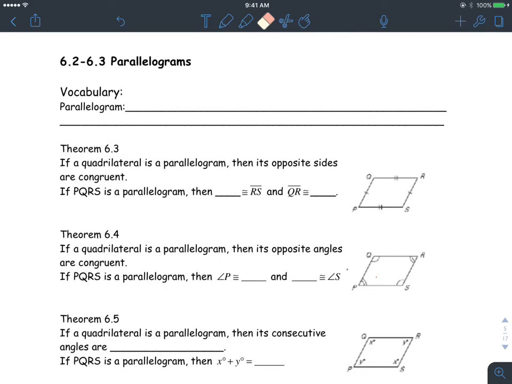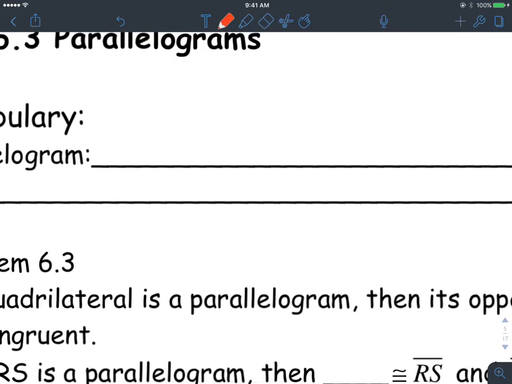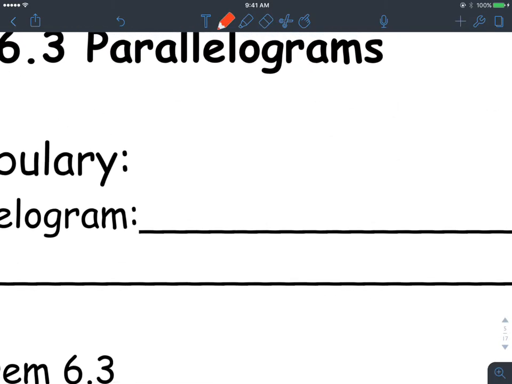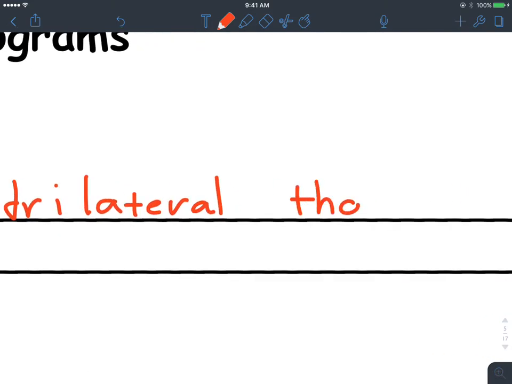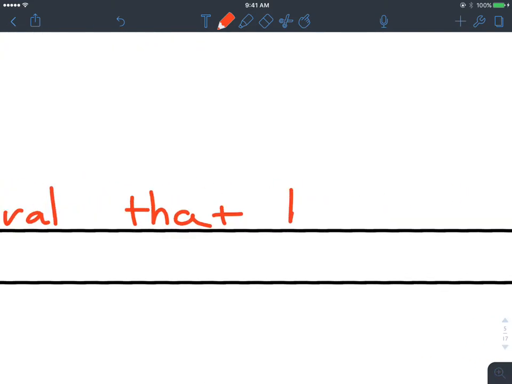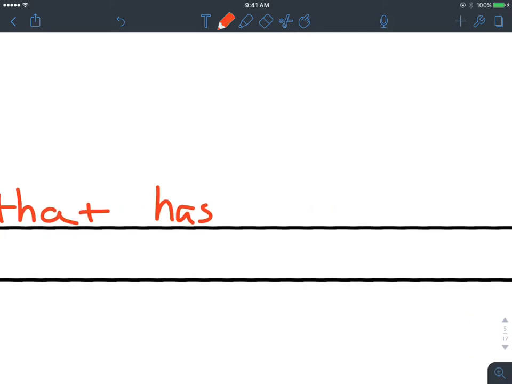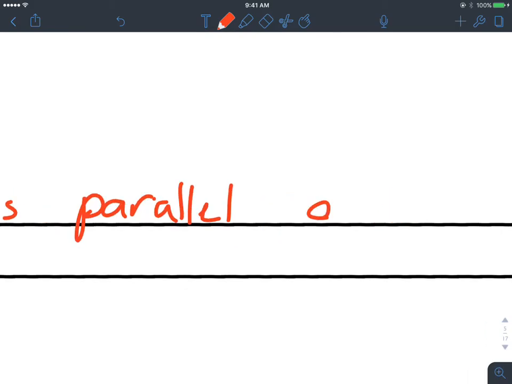Alright, today we are going to be talking about parallelograms. Okay, so a parallelogram, you can get this for the vocab definition. It's going to be a quadrilateral that has parallel opposite sides.